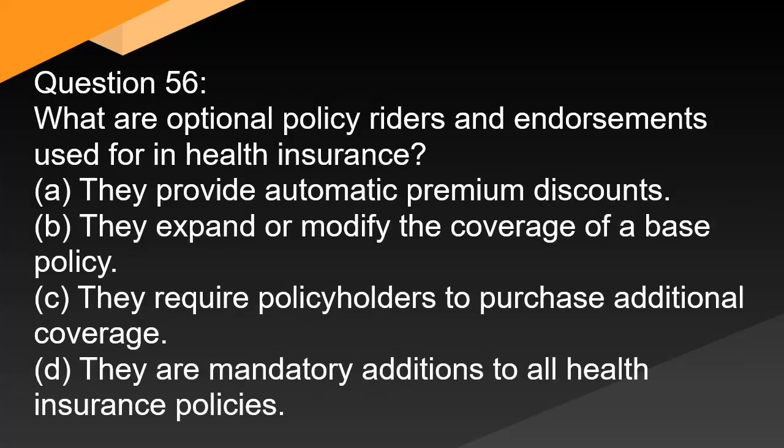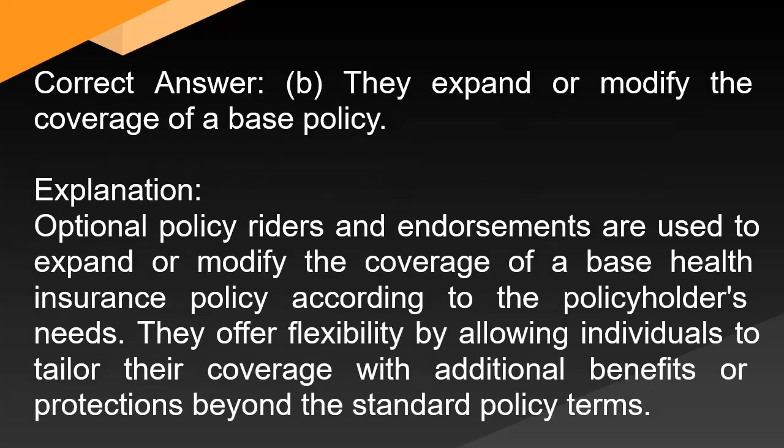Question 56. What are optional policy riders and endorsements used for in health insurance? Correct answer: B. They expand or modify the coverage of a base policy. Explanation: Optional policy riders and endorsements are used to expand or modify the coverage of a base health insurance policy according to the policyholder's needs. They offer flexibility by allowing individuals to tailor their coverage with additional benefits or protections beyond the standard policy terms.